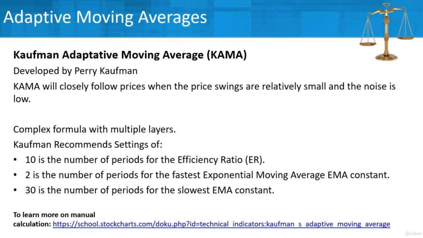It has a complex formula, with multiple layers, and they have some recommended settings. Sometimes you can change the settings, but they have recommendations: 10 being the number of periods, 2 the number of periods for a fast EMA constant, and 30 the number of periods for a slower EMA constant. Those would be the traditional numbers you'd enter: 10, 2, and 30. If you choose a Kaufman moving average in your platform, it'll prompt you for that. I have a link there if you want to learn the whole math behind it. You can find that out as well.